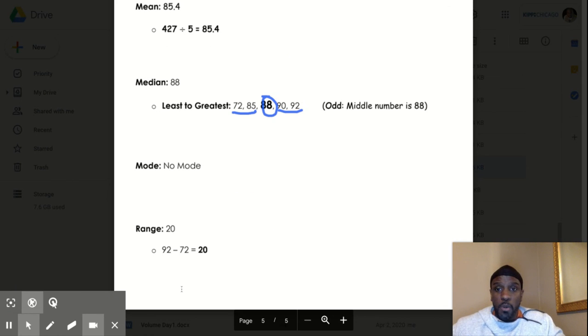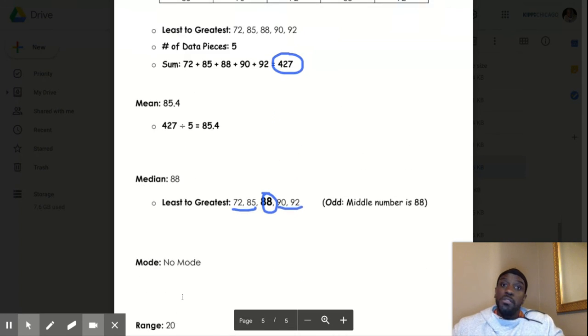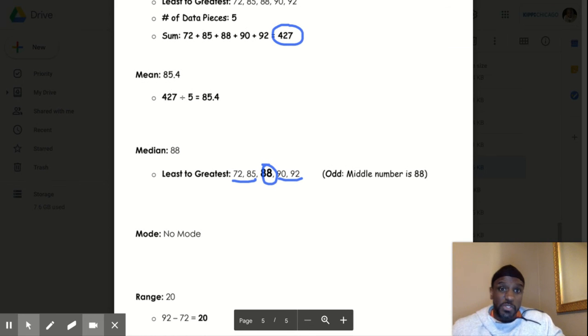Now, let's keep going. The mode. The mode is which number occurs the most often. It's repeated the most. There is no mode. I have no number. All the numbers only appear once, so no mode. I told you, you can have one mode, more than one mode, or no mode.